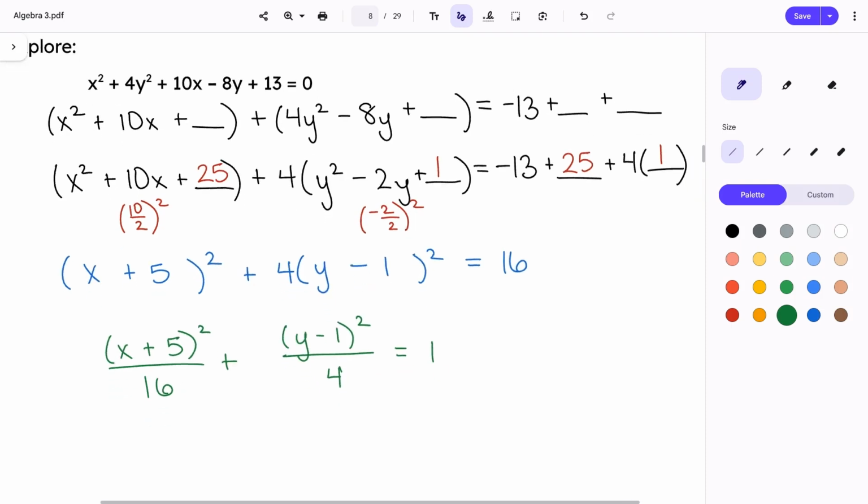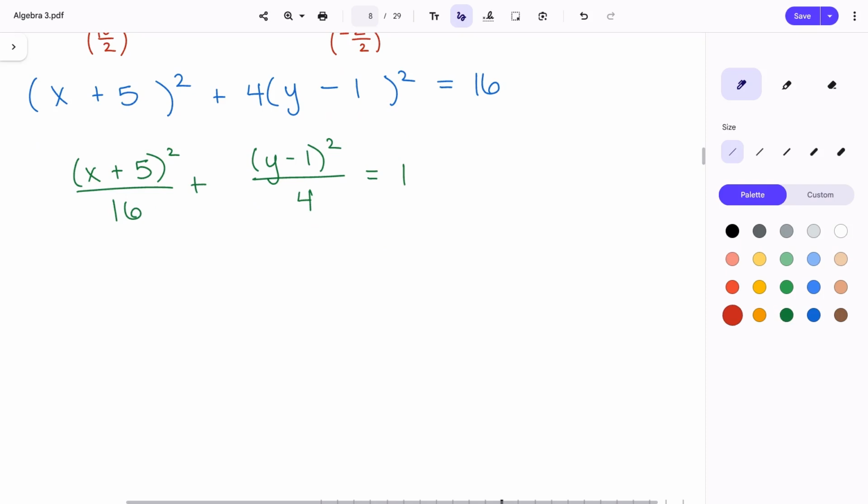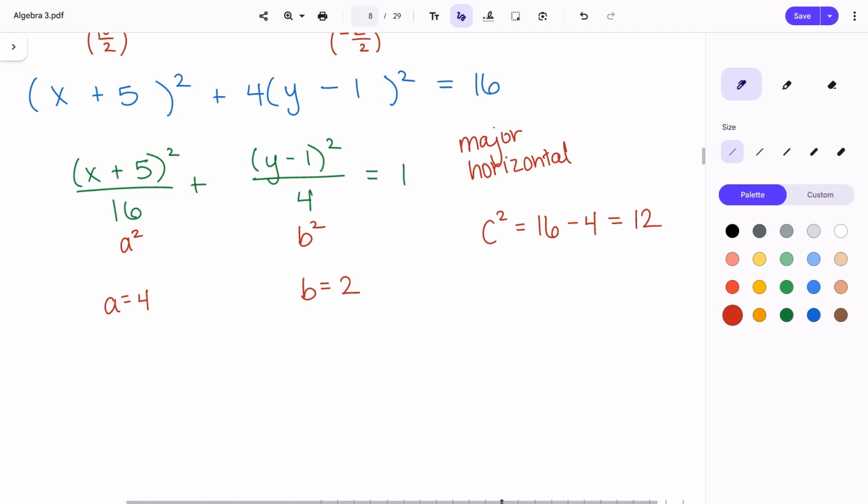What's my a squared? 16. B squared is 4. So it's a major what? Good, horizontal. So A would be 4, and your B is 2. C squared would be 16 minus 4, which is how much? 12. And we got to square root that. What is the square root of 12 about? 3.4? Okay, now we can graph.